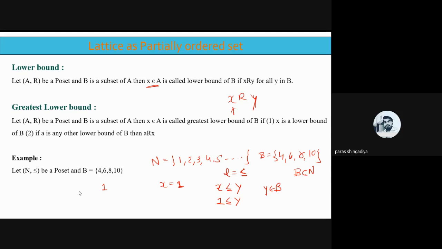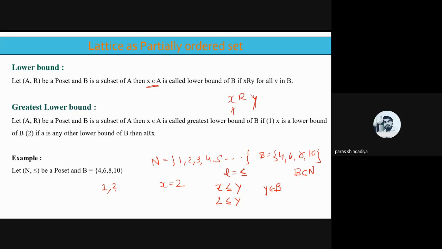Then the second choice, X equal to 2. Let us check for X equal to 2. Replace 2: 2 less than or equal to Y. Now replace Y one by one with 4, 6, 8, 10. So 2 less than or equal to 4, 2 less than or equal to 6, 2 less than or equal to 8, and then 2 less than or equal to 10. Correct. For all these values of Y, 2 less than or equal to Y is correct. So we can say that 2 is also a lower bound of B.